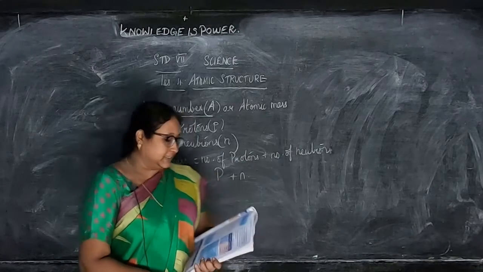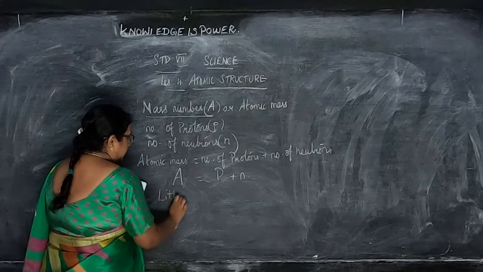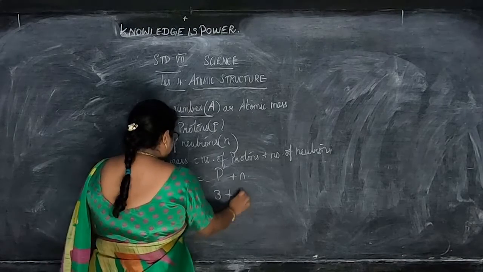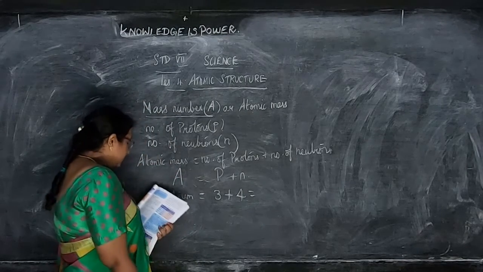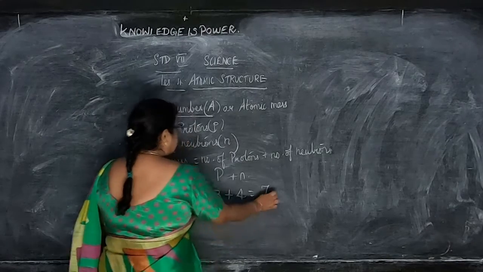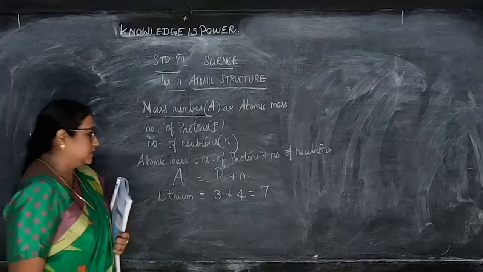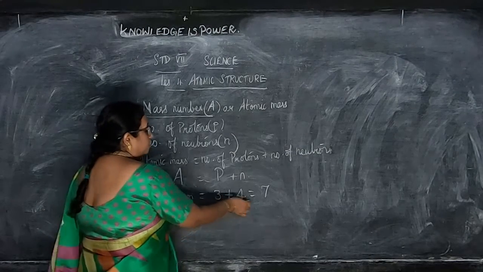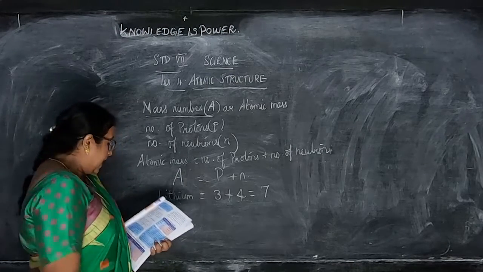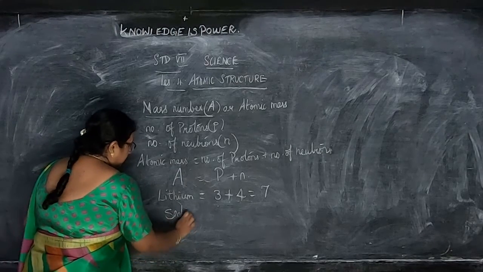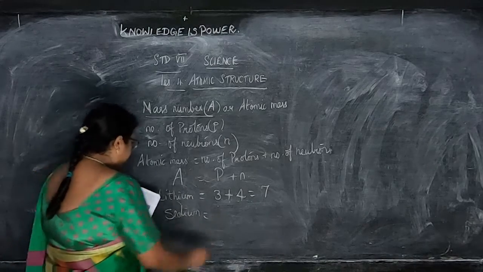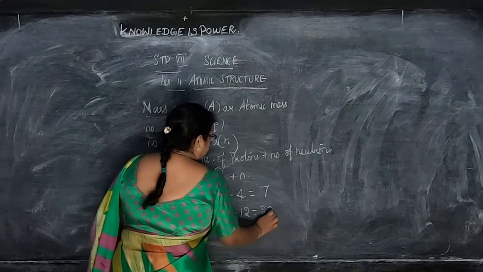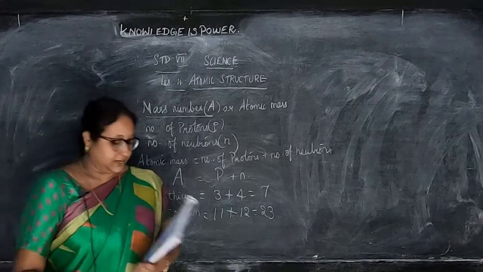Some examples are given here, children. A lithium atom contains how many protons, children? 3 protons and 4 neutrons, that is 3 plus 4, so the atomic mass is 7. And a sodium atom has how many protons? 11. And how many neutrons? 12. So it is equal to 23 atomic mass. Did you understand this, children?